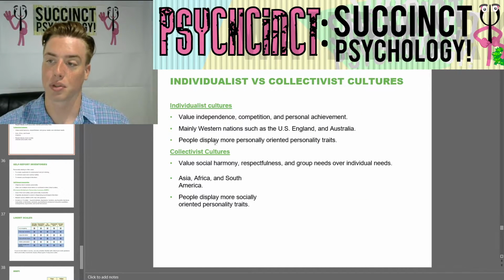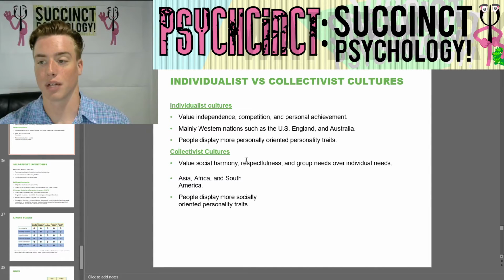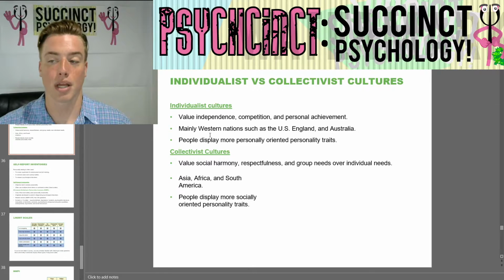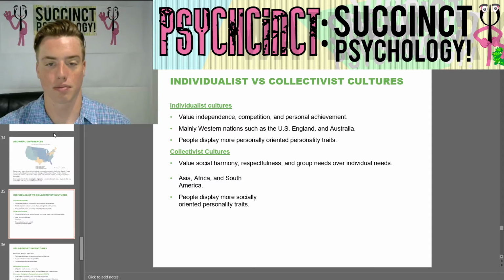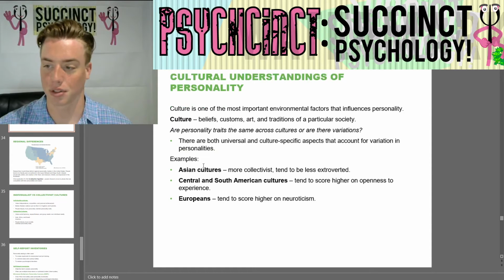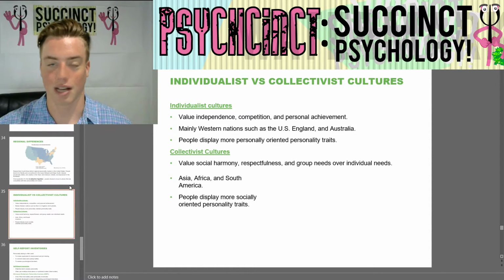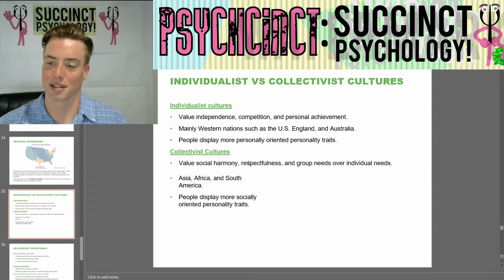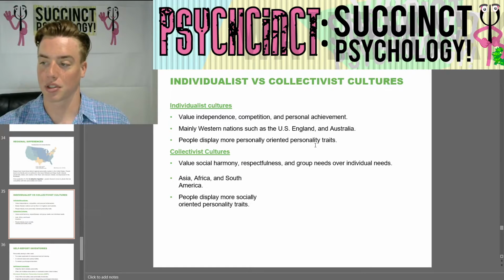Next, we have individualist versus collectivist cultures. Now, individualist, remember that's what it referred to as Asian cultures leaning more towards. They value independence, competition, and personal achievement. Mainly Western nations such as the US, England, and Australia, and people display more personally oriented personality traits. Oh wait, no, forgive me, that wasn't what I meant. Asian cultures, collectivist. I got it twisted there. I was like, wait a second, that's not right. So yeah, people display more personally oriented personality traits.